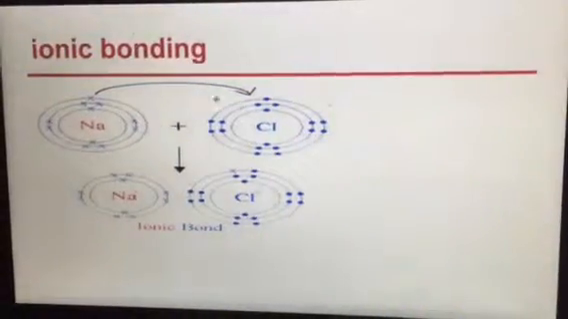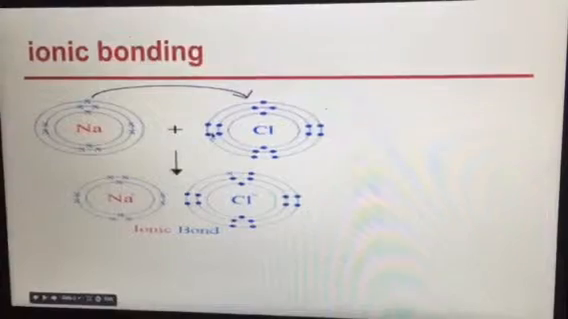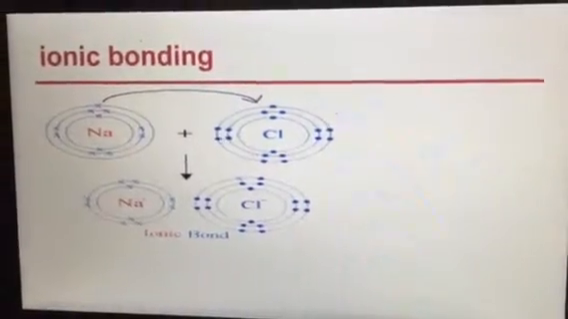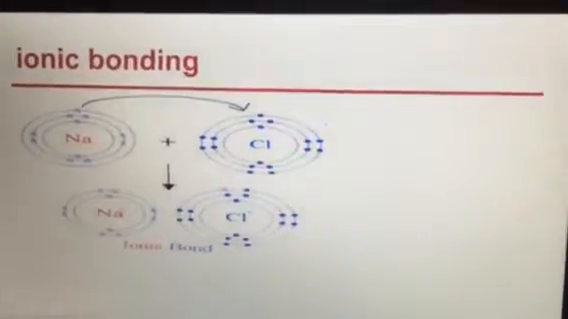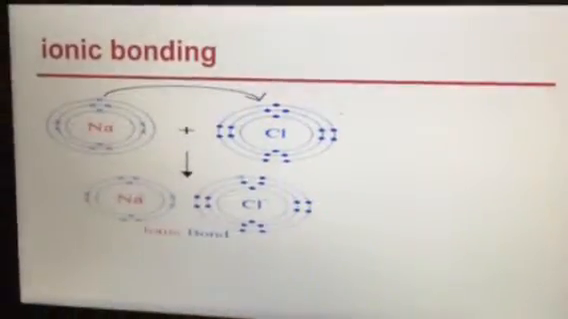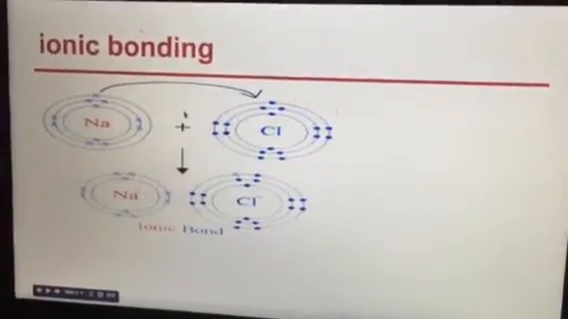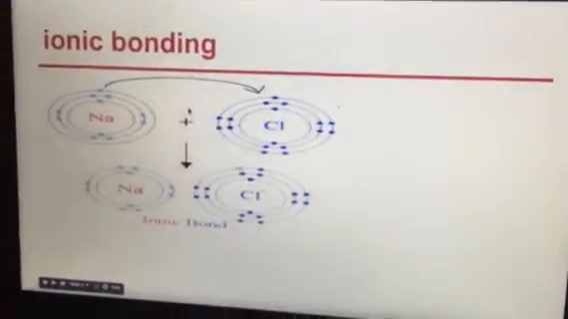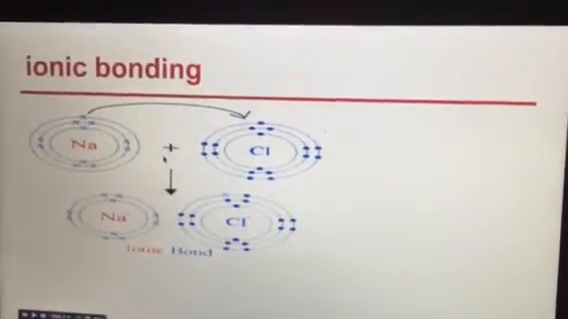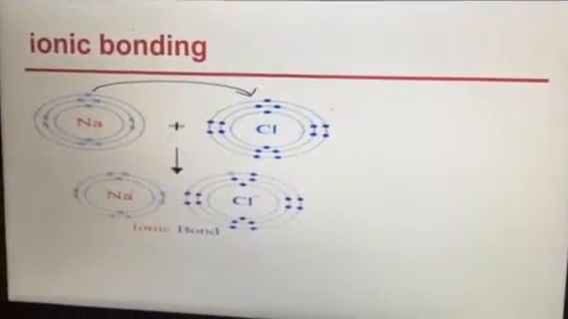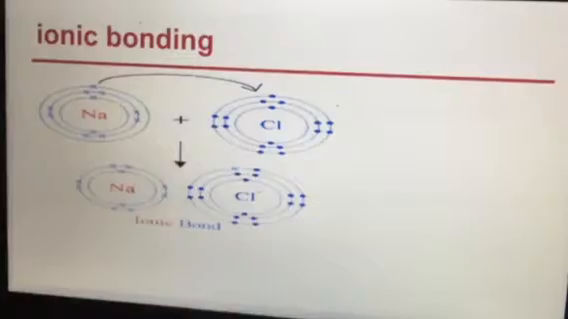As you can see here, one electron from Na transferred to Cl to make one a cation and the other an anion. The charges cause attraction, forming this bond. And as you can see in this line, one electron is completely transferred. This means that the electrostatic attraction is what holds the ions together. This is what we call the ionic bond.